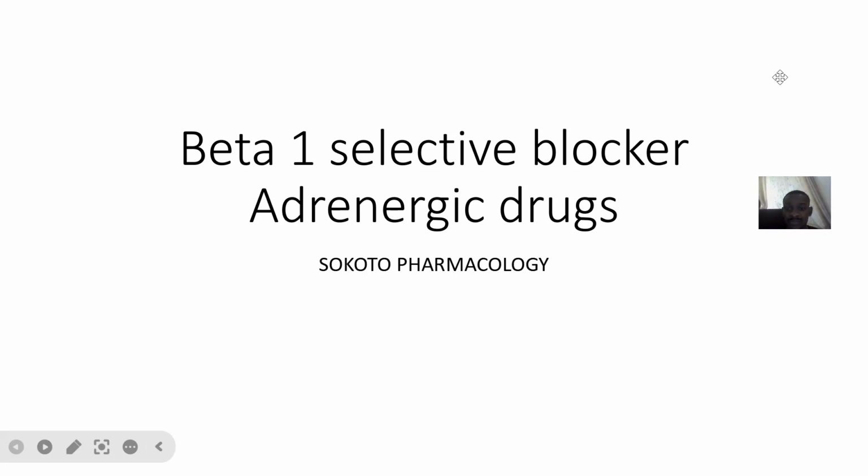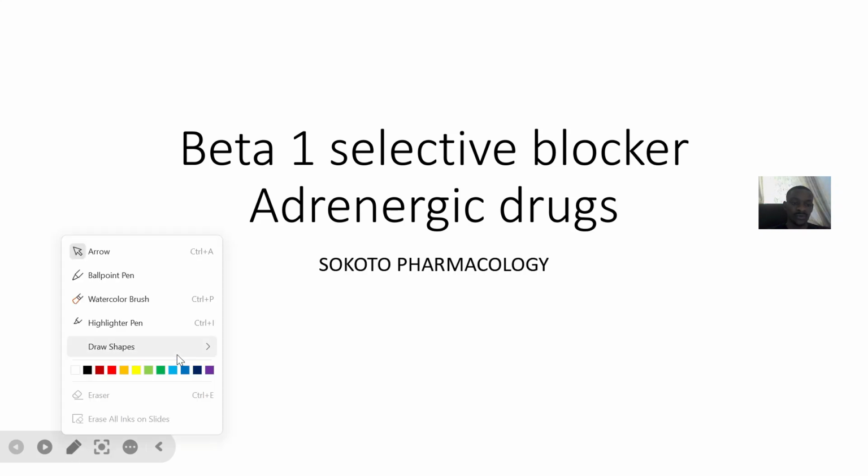All right, so this actually marks the beginning of our work on adrenergic drugs. In the beginning of our work for adrenergic drugs, we'll do more of what? Looking at the classifications, the different classifications of what? Adrenergic drugs. So the first one we'll be looking at is the beta 1 selective blockers. Beta 1 selective blocker, types of what? Adrenergic drugs.